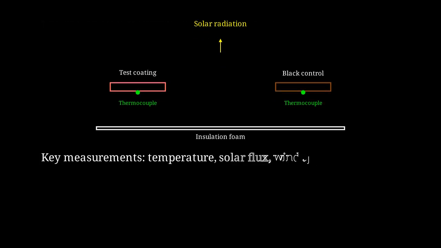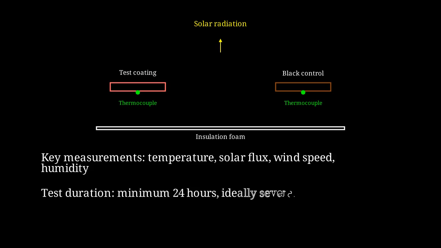We simultaneously measure sample temperatures, incident solar flux with a pyranometer, wind speed with an anemometer, and relative humidity. Tests should run for at least 24 hours to capture full diurnal cycles, and ideally several days to assess repeatability and capture varying weather conditions.